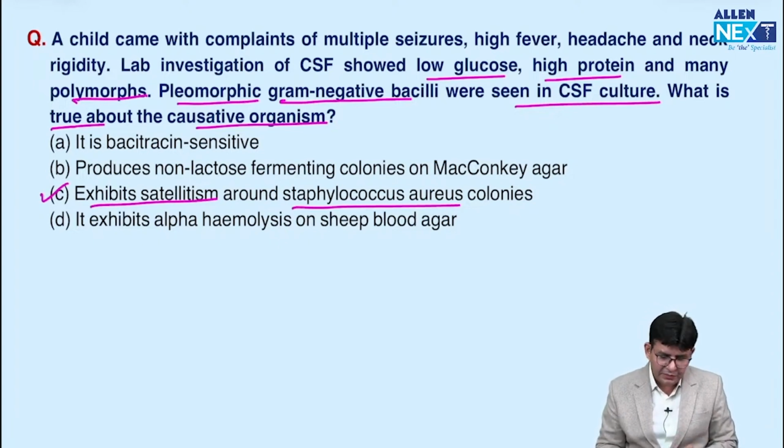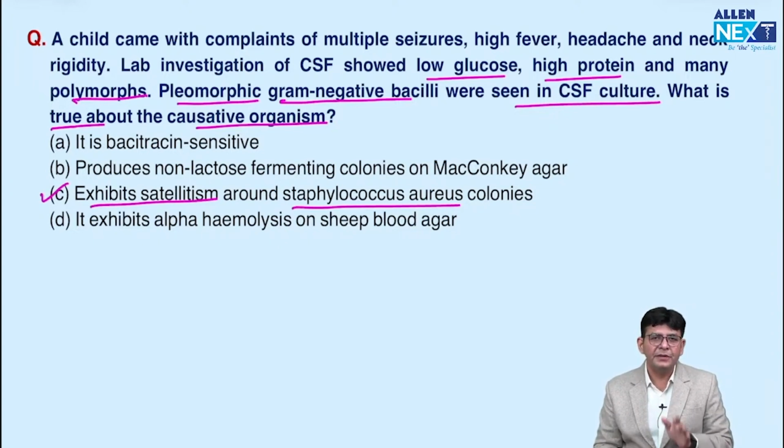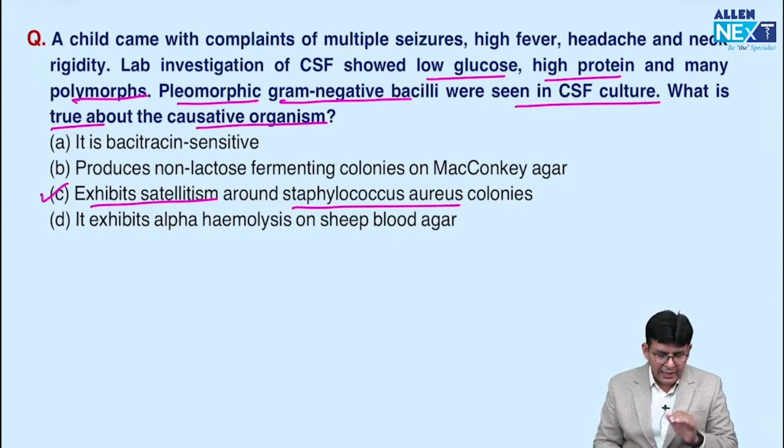Okay, and we are talking about which particular organism here? Haemophilus influenzae. Okay, and this was asked in the previous INI-CET exam. And in which other fashion it can be asked, that also we can discuss. Okay, so first thing is this you should know that if these types of profiles are being given, we are talking about what? Pyogenic meningitis.